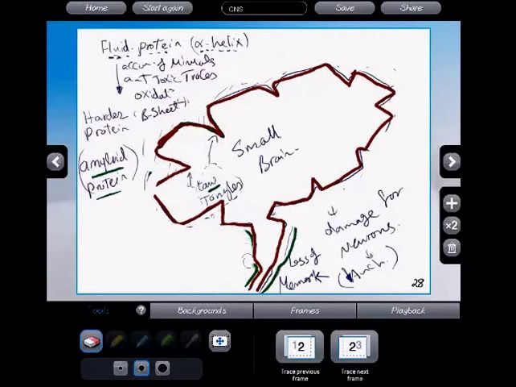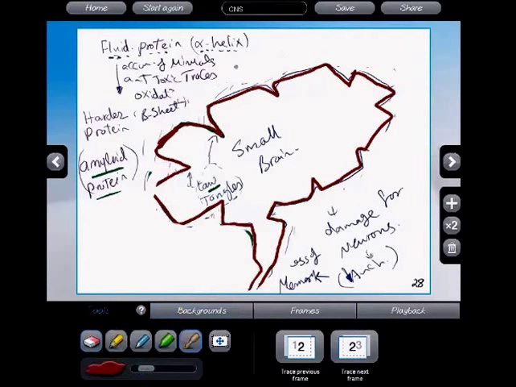So now the brain will be like this, and that is due to the amyloid protein production, and this is leading to tau tangles. These tau tangles are leading to loss and damage of many neurons. So it's leading to loss of memory.